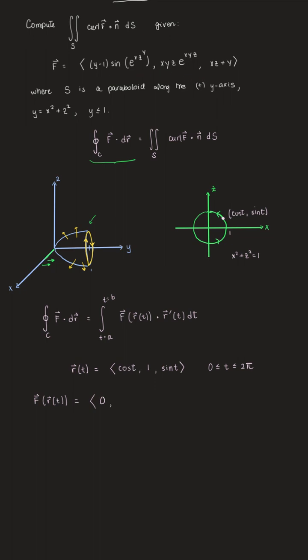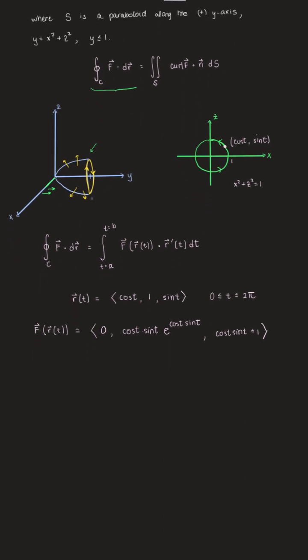And I'm looking up here at the components of our vector field. First component, 0. When we evaluate the second component of our vector field, we've got x, which is cosine t, times y, which is 1, times z, which is sine t. So we have e to the cosine t times sine t. And our third component, xz plus y, will be cosine t sine t plus 1.